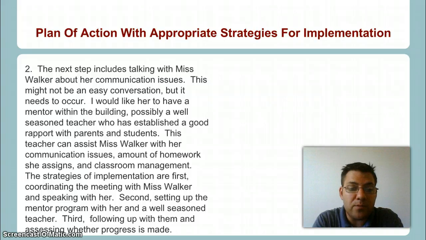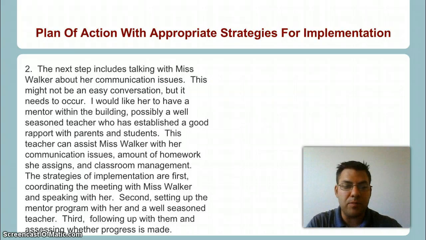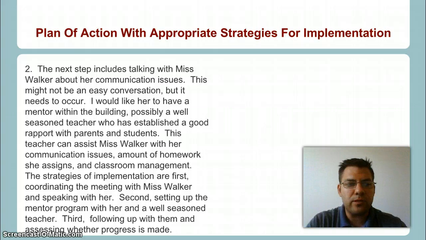These strategies of implementation are first coordinating the meeting with Ms. Walker and speaking with her. Second, setting up the mentor program with her and a well-seasoned teacher. And third, following up with them and assessing whether progress is made. And I don't think this would really offend Ms. Walker because she's a newer teacher. She needs to have a mentor in place to make sure that she gets everything done correctly. It's a big part of being a teacher, having a mentor to help you through.